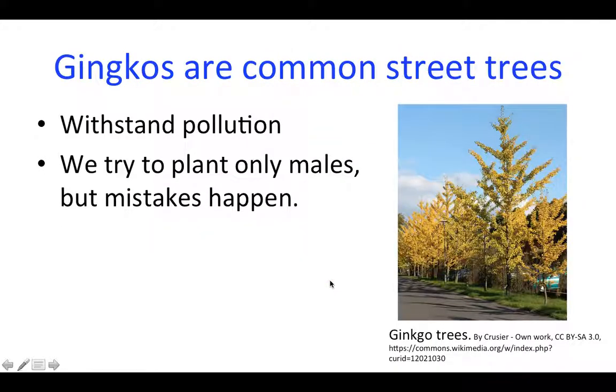Ginkgos are common street trees. They are used frequently, including in the upstate of South Carolina, where I'm located, because they can withstand pollution, and they have an attractive, interesting structure, as shown down here. However, as we said, the females make those messy fruit-like cones that smell bad, so we try to plant only male trees. You will occasionally find a female, because it's hard to tell until the tree matures whether it's male or female, and our tests are imperfect.